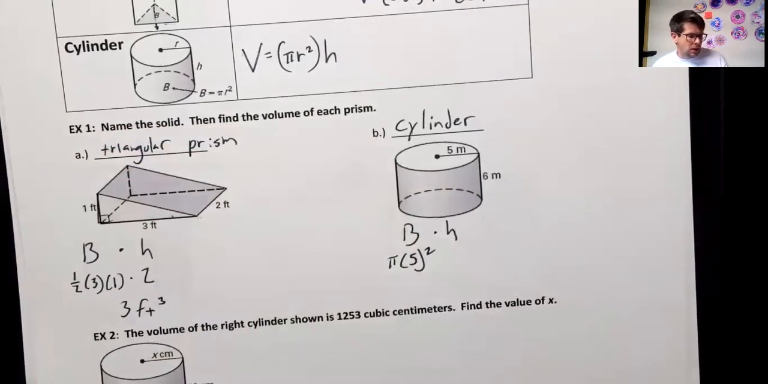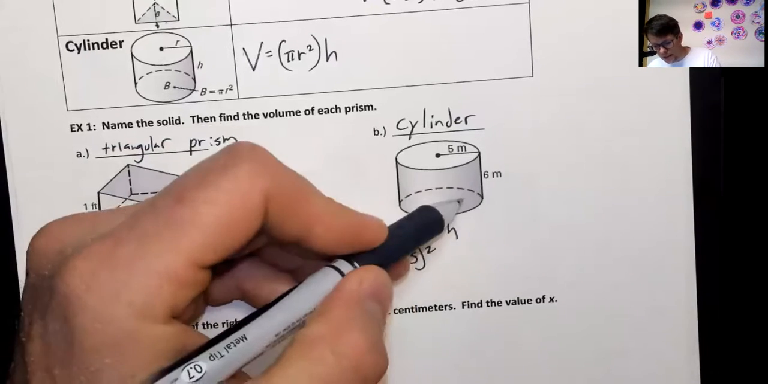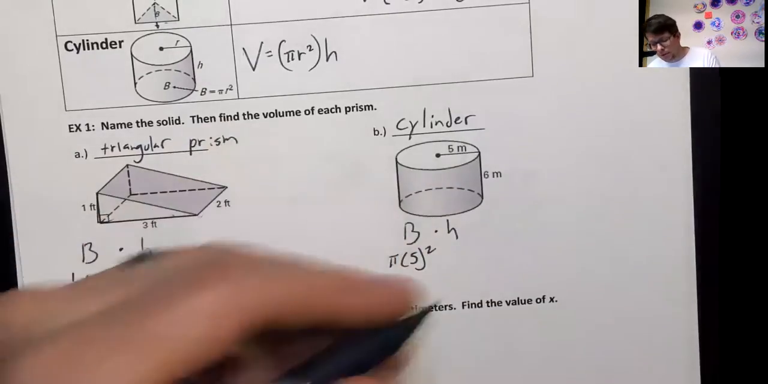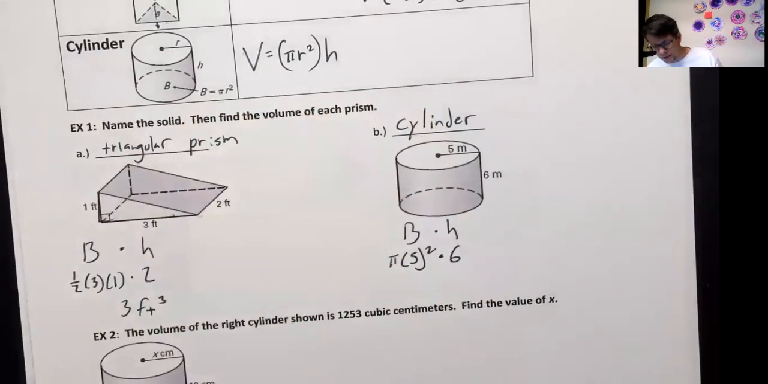After you've got that set up right there, the next piece that you want to do is you want to multiply that by the height. And so our height is going to be the distance between the two bases, and this time it does happen to run vertically, which is great. So we're going to multiply that by 6.